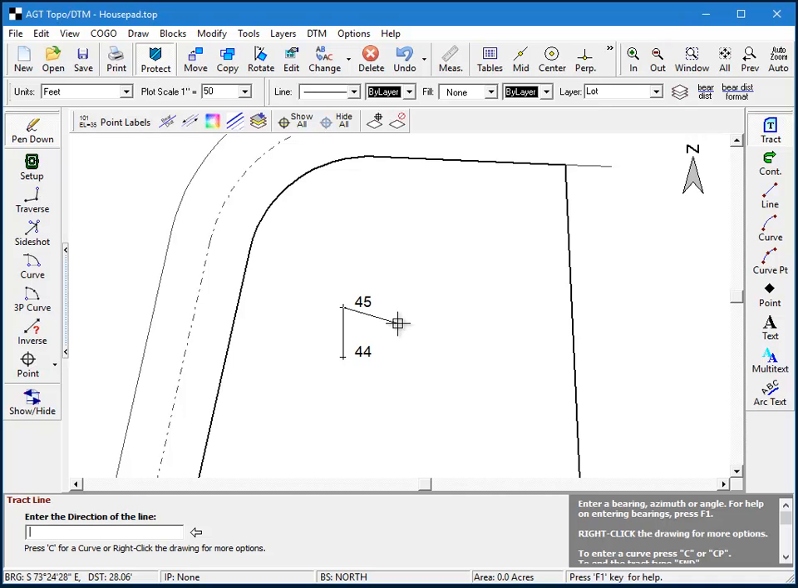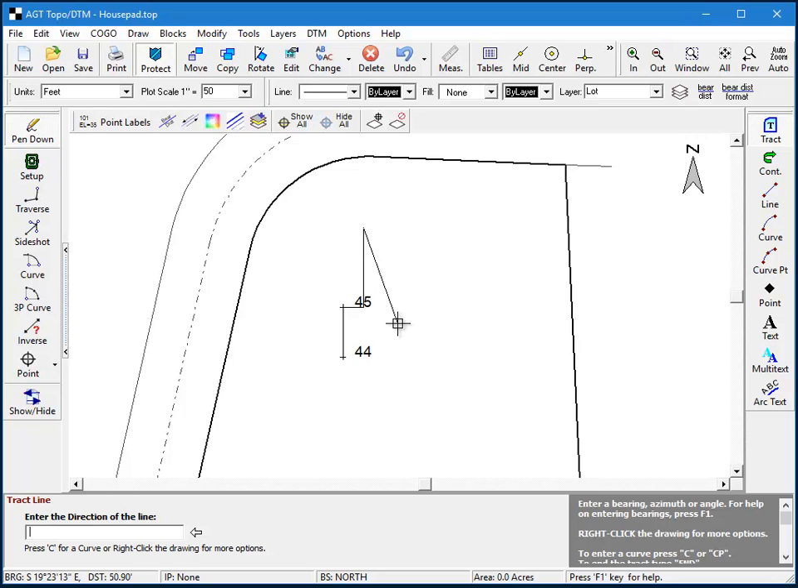So for my direction, I enter plus 90, and the distance is 10 feet. Next, I'm going to turn 90 degrees back left, so this time I enter minus 90, and the distance is 40. And so on around the rest of the house.